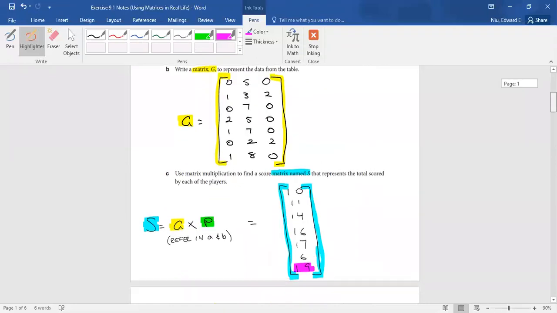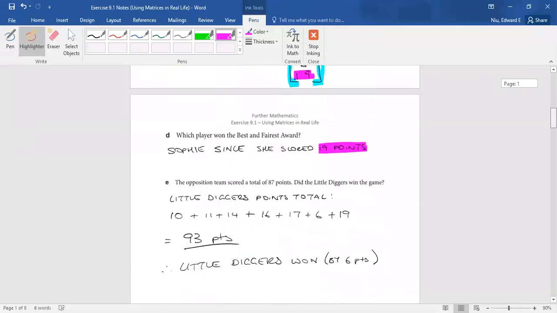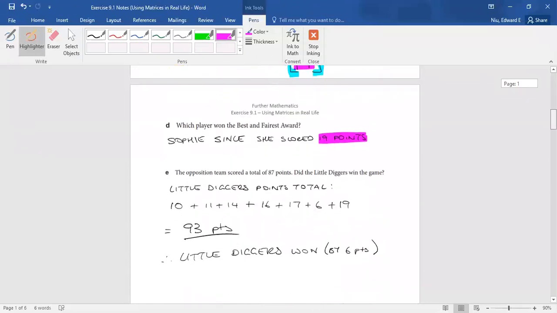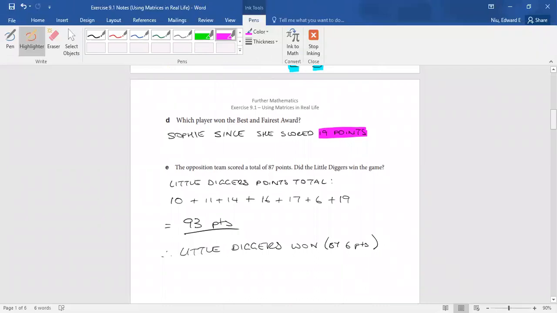All right. Hopefully that's making sense a little better. Part E, the opposition scored a total of 87 points. Did the Little Diggers win the game?